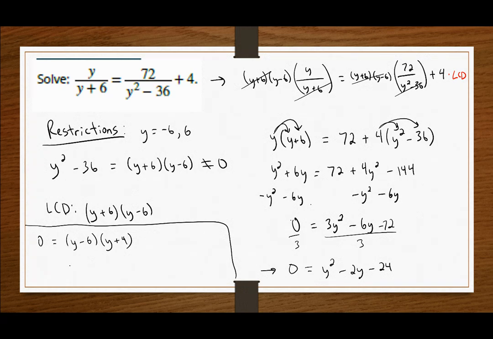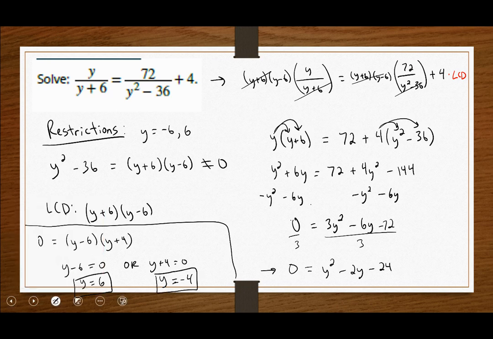And applying the zero product rule, I would say then that either y minus 6 is equal to 0 or y plus 4 is equal to 0. And in each case, when I solve, I get y equals 6 as one solution and y equals negative 4 as the other. So these are the solutions the algebra tells me I get.